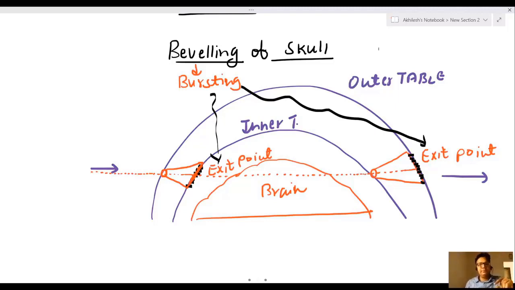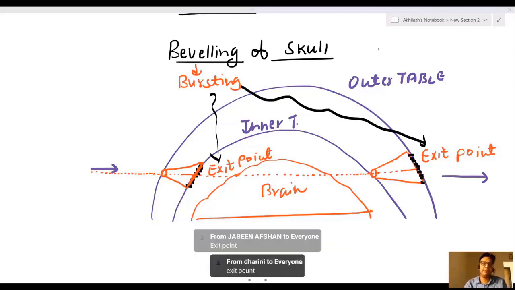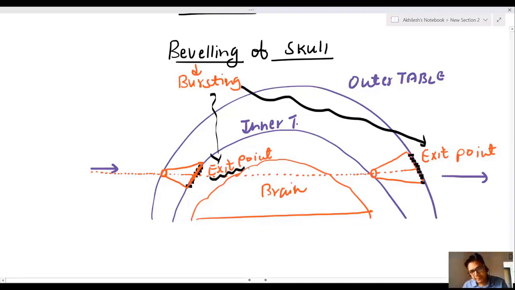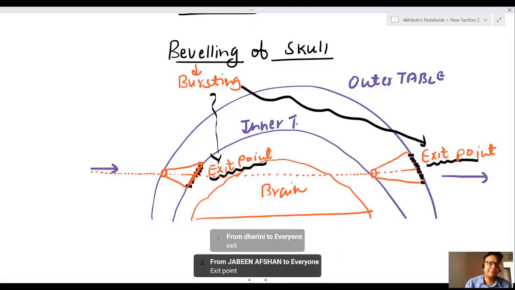Beveling in entry wound is seen at the entry point of the table or the exit point of the table? Yes, it is the exit point. Beveling in exit wound is seen at the entry point of the table or the exit point of the table? Yes, it is the exit point of the table.